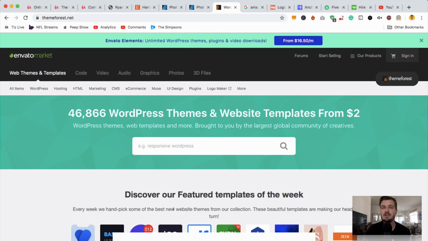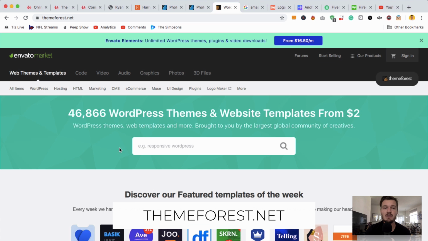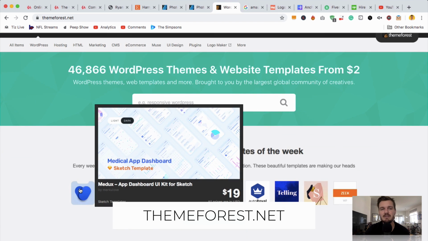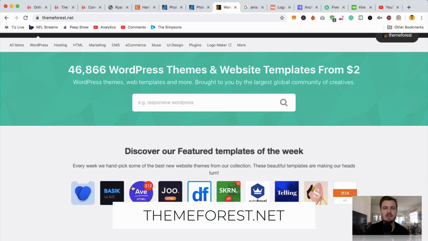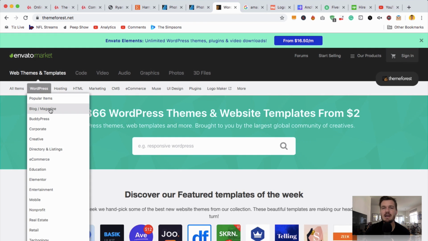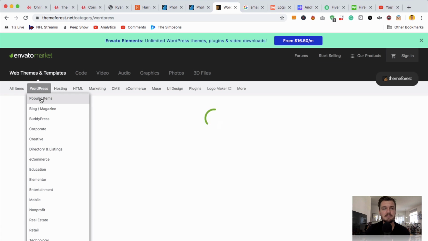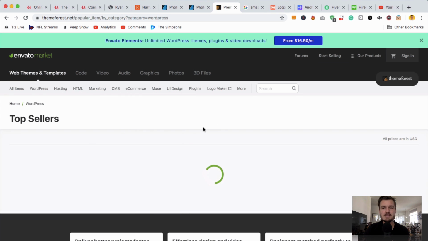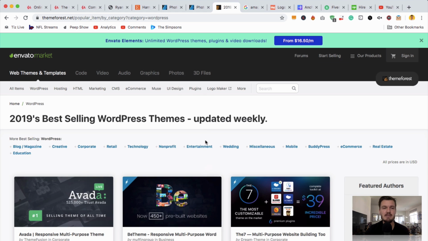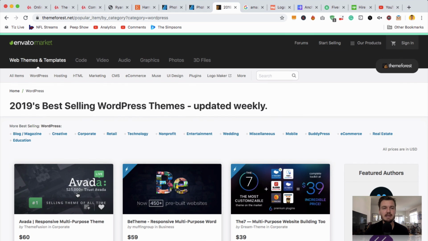Like I said before, if you do know anything about web design, you can definitely sell your themes over on themeforest.net. This is where you can find WordPress web designs or Shopify web designs. Again, these sell for $50, $100. If we take a look at the WordPress, you can see the popular items. Let's take a quick look at this just to see the amount of money that you can make. This one here is called Avada and it sells for $60.